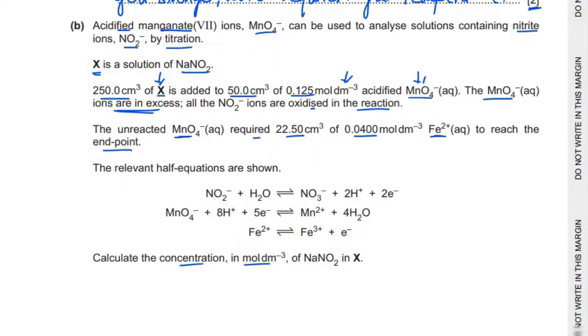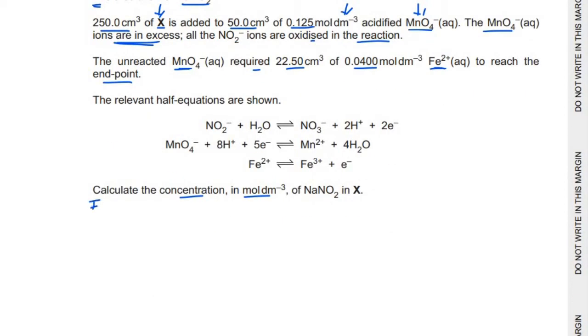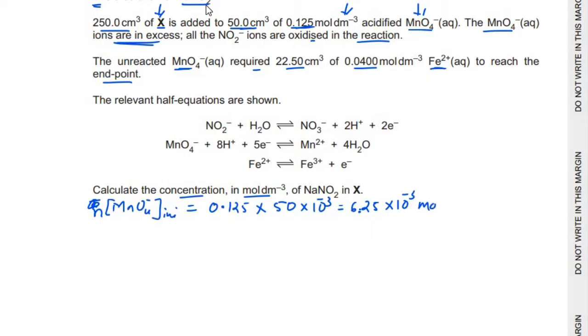So starting with that, first let's calculate the initial amount. Moles of MnO4 minus initial: for that we have to multiply the concentration by the volume. The concentration is 0.125, and the volume is 50 cm cube, which if we convert into dm cube, I have to multiply by 10 power minus 3. So that is 6.25 into 10 power minus 3 moles.